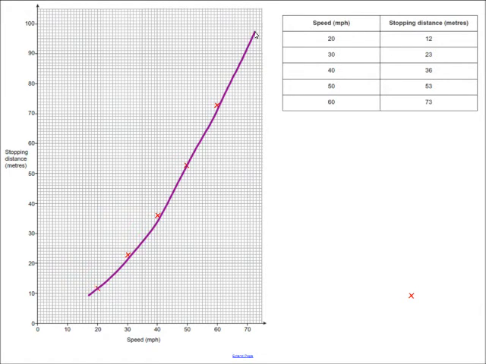Something like that. It's not an easy technique, and I'm sure the examiner will give you a bit of leeway if, like me, you've not got it exactly through each of the crosses, because it's a really difficult thing to do.